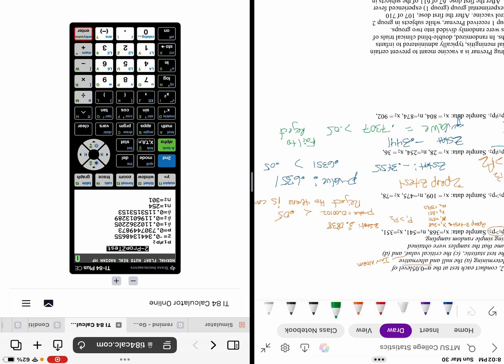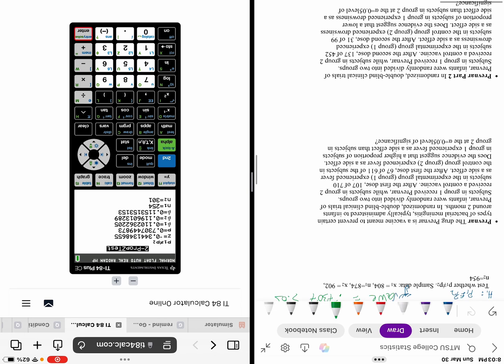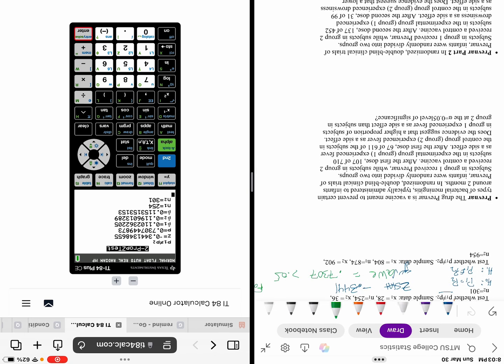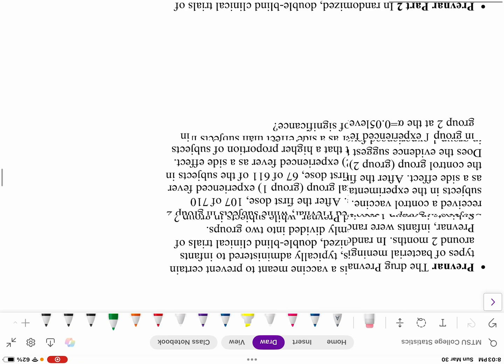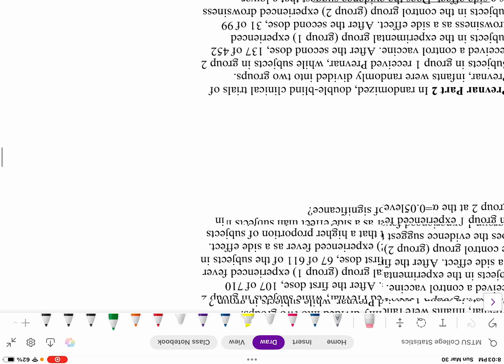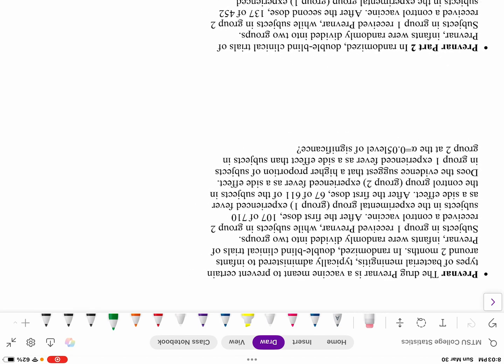Okay. All right, so now let's skip down here and go into more of a word problem situation and kind of go through the process. I'm going to move the screen over to give us a little bit more room. So the drug Prevnar is a vaccine meant to prevent certain types of bacterial meningitis, typically administered to infants around 2 months. In randomized double-blind clinical trials of Prevnar, infants were randomly divided into 2 groups. Subjects in Group 1 received Prevnar, while subjects in Group 2 received a control vaccine.